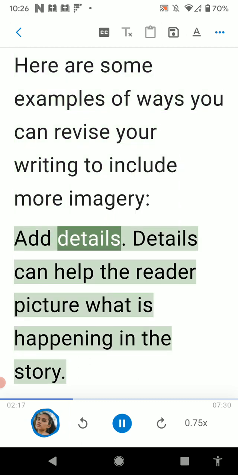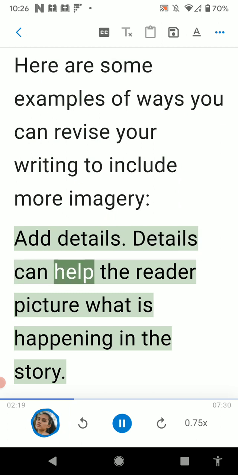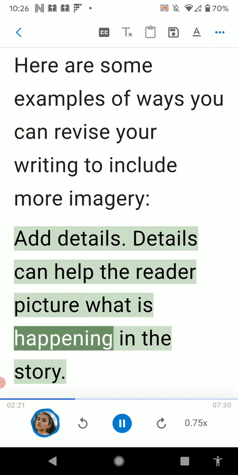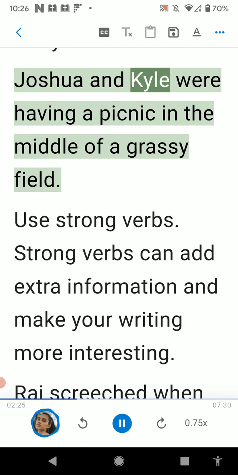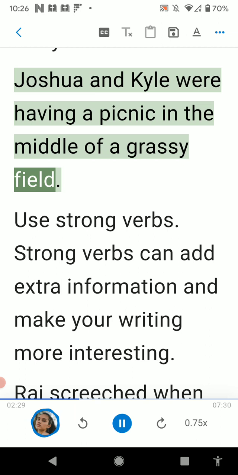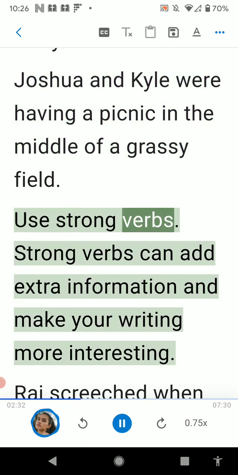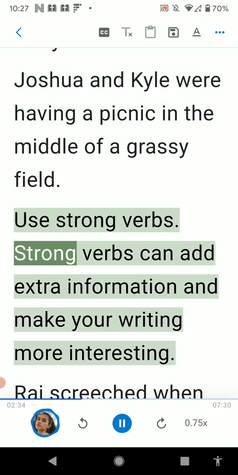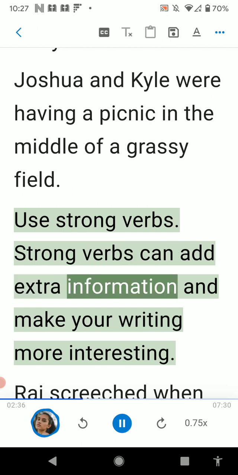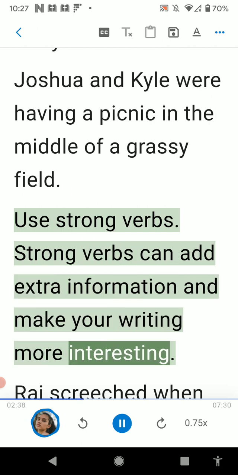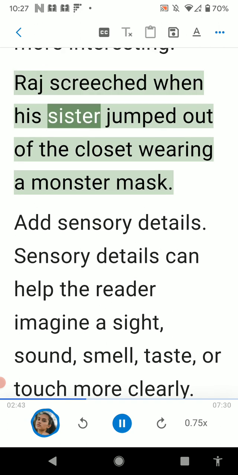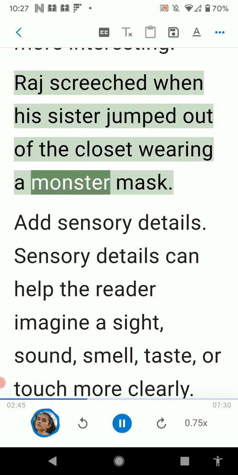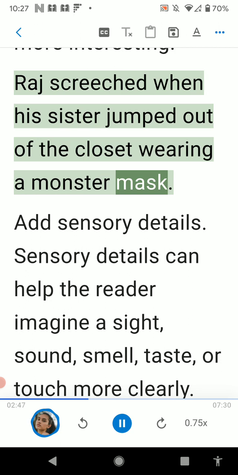Add details. Details can help the reader picture what is happening in the story. Joshua and Kyle were having a picnic in the middle of a grassy field. Use strong verbs. Strong verbs can add extra information and make your writing more interesting. Raj screeched when his sister jumped out of the closet wearing a monster mask.